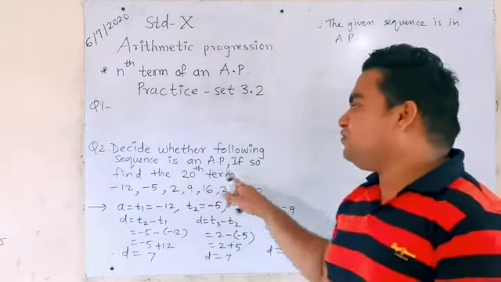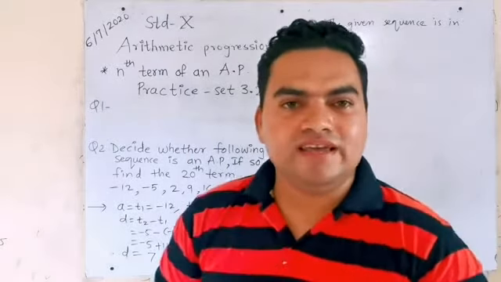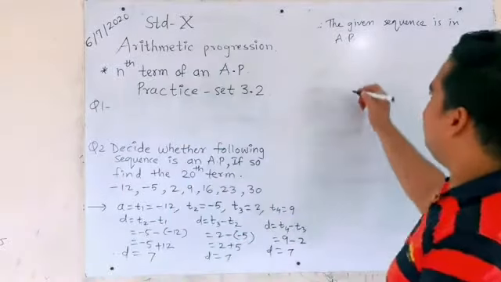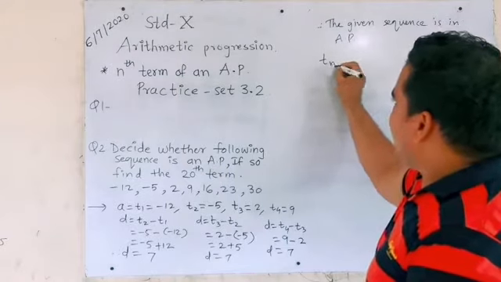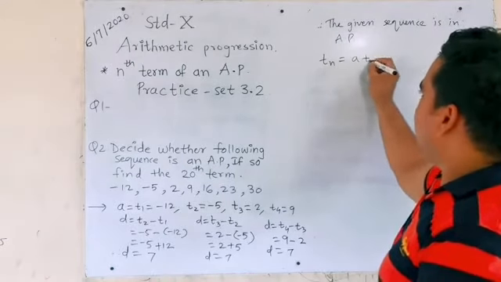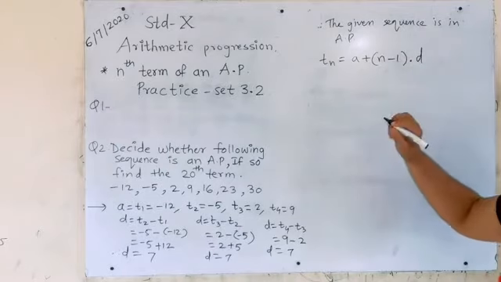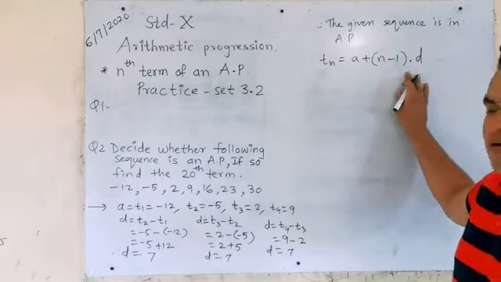Now, find the 20th term. As I have told you earlier, to find any term, we have one formula. So here we will write Tn is equal to A plus bracket n minus 1 into D. In this sequence, all these requirements are already given.